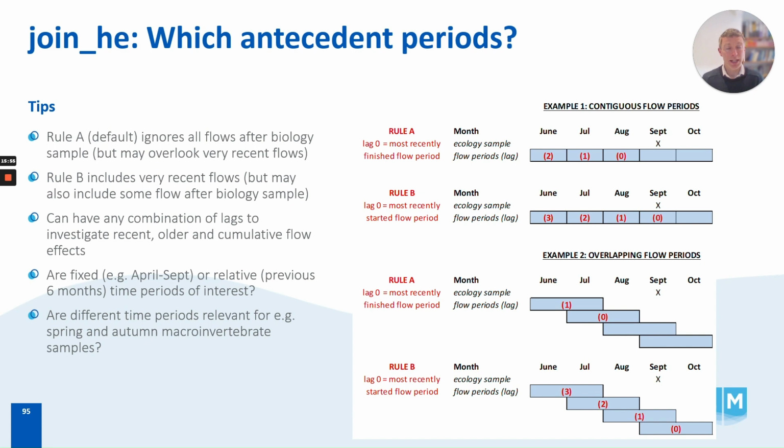Alternatively, we might be interested in the flow conditions over a relative time period. So for each biological sample, we might use the function to join in the flow statistics for a 6-month period prior to that sample being collected. To do that, the overlapping flow time periods are particularly useful. Here we're taking each biological sample and marrying it up with the flow statistics for, say, the immediate 1 or 2 or 3 month period prior to that. Again, that gives us a nice flexible way of describing the influence of flow conditions over a particular relative time period.